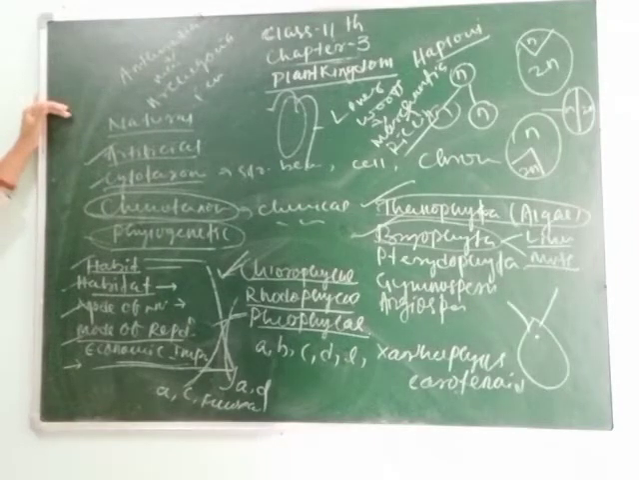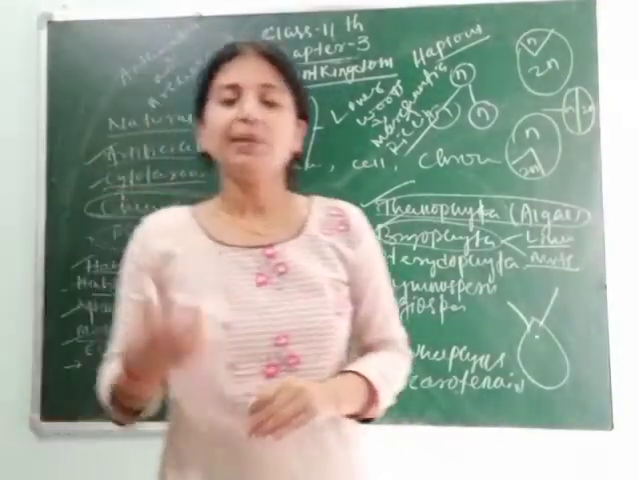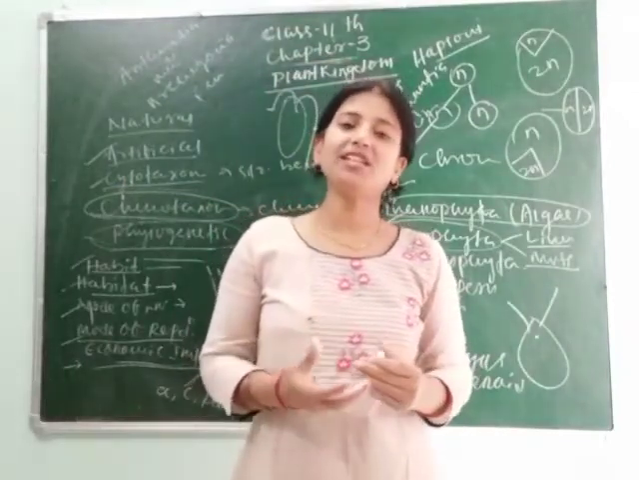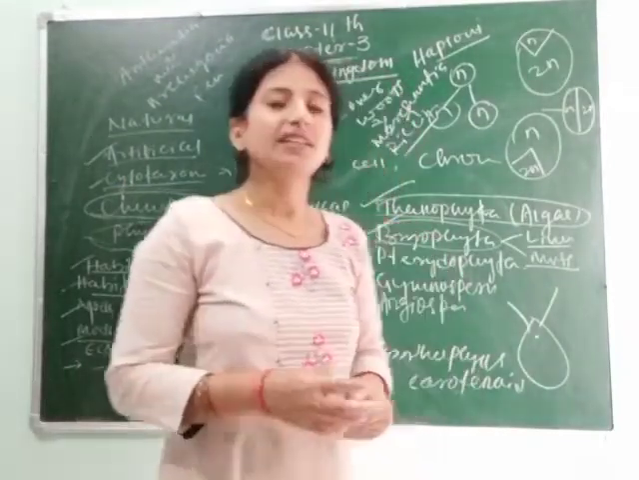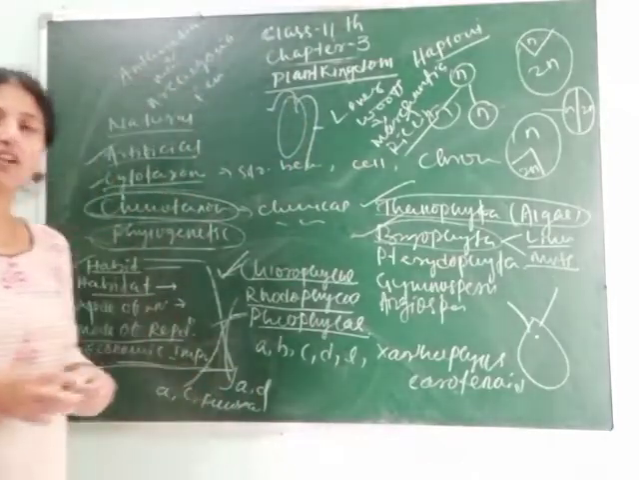Next are your mosses. Mosses are another part of Bryophyta, and they complete their life cycle through the protonema stage and the leafy stage. In the protonema stage, they bear the primary sex organ, and in the leafy stage, they bear the secondary sex organ.